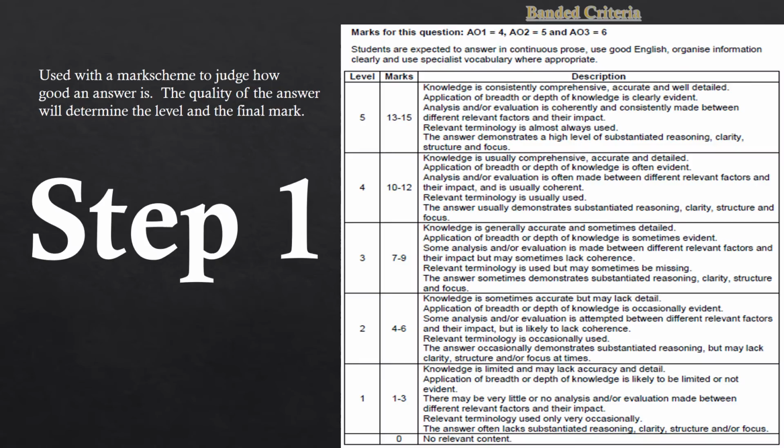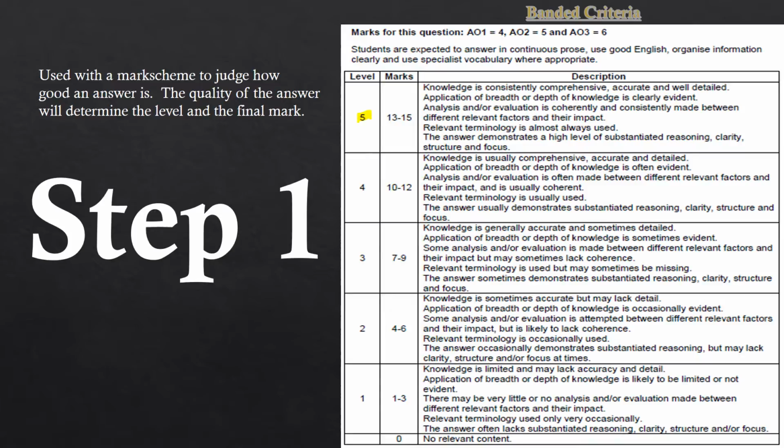I want you to look at page 1 on your learning mat, and in particular on the top right where it says banding criteria. One of the things that you requested to learn a little bit more about last time was banding criteria. Banding criteria is used with a mark scheme to judge how good an answer is, and the quality of the answer will determine the level and the final mark. So let's look at a level 5 answer.